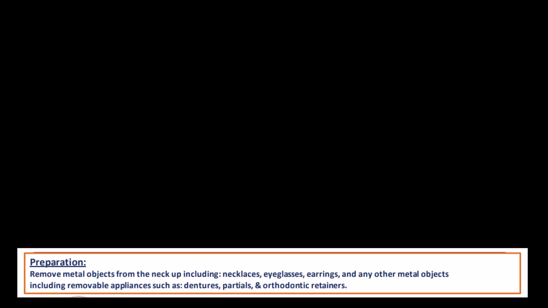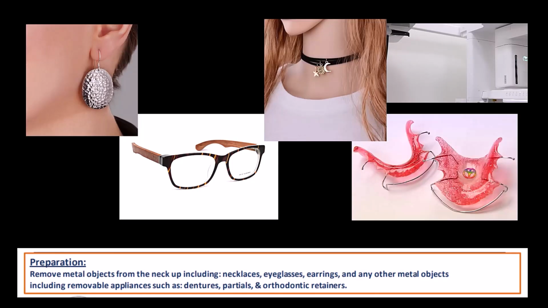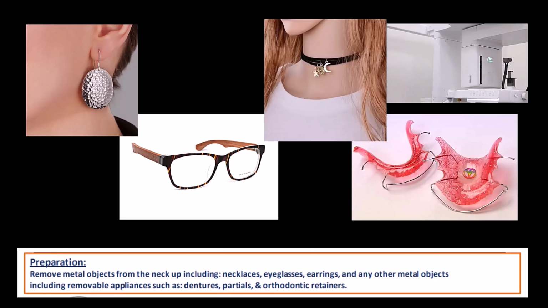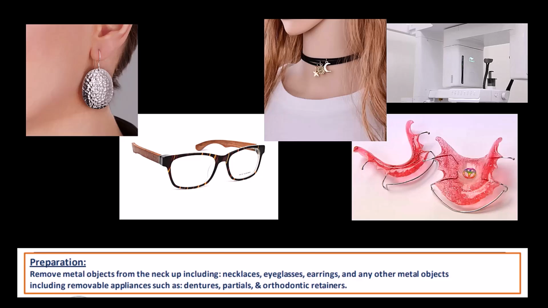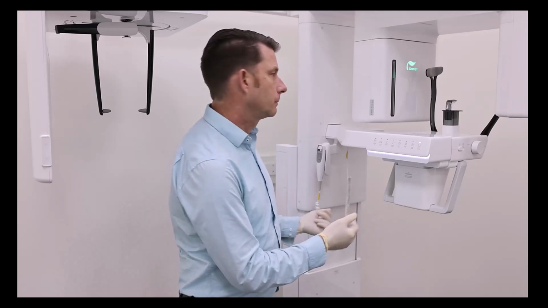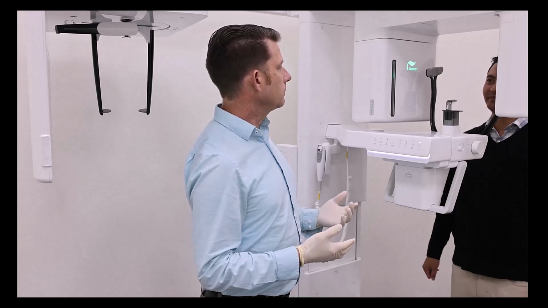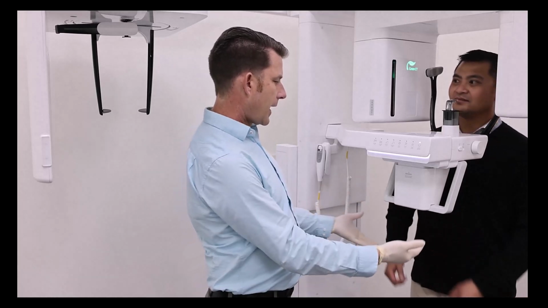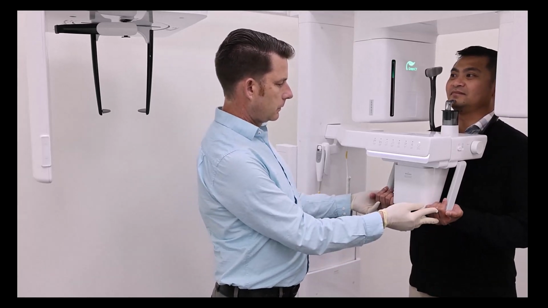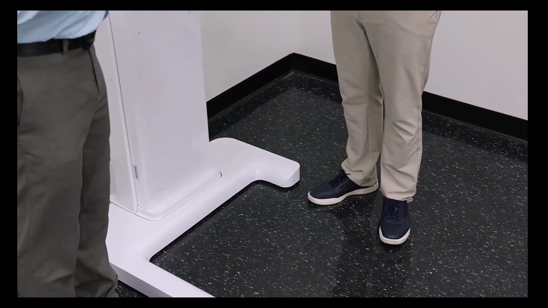In preparation, have the patient remove all metal objects from the neck up, including necklaces, eyeglasses, earrings, and any other metal objects. We're going to capture our 4x4 field of view on our X platform. I'm going to go ahead and bring my patient back. Go ahead and stand up straight and tall, and come forward. Start with your hands, palms facing up, feet shoulder length apart.